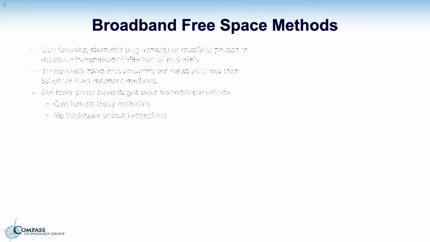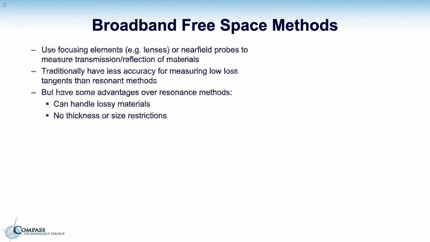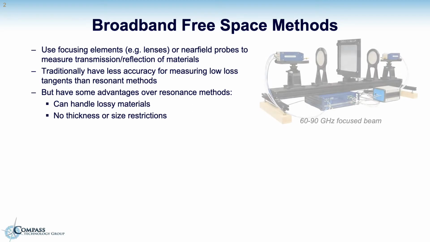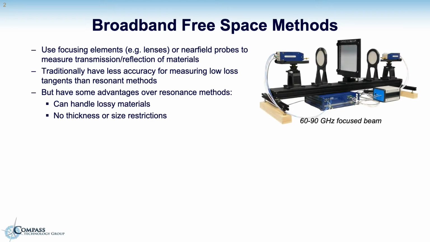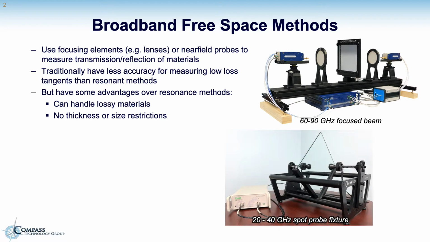So to begin, let me first describe a little bit about our broadband free space methods. Now these are methods that either use some sort of focusing elements, and in our case that means lenses, or they're near field spot probes, which we use to measure transmission and or reflection of materials. And then using some physics, we can take that transmission or reflection coefficient and determine the dielectric or magnetic properties.